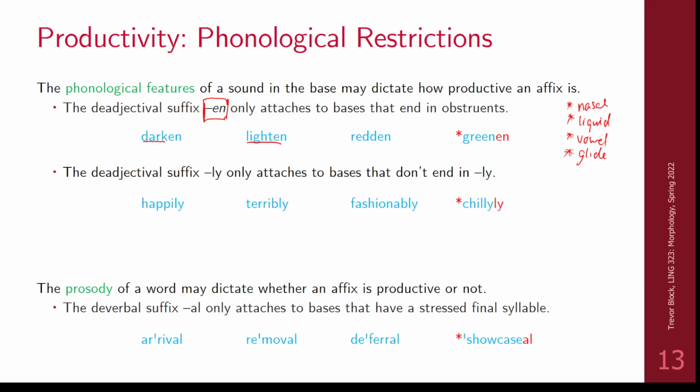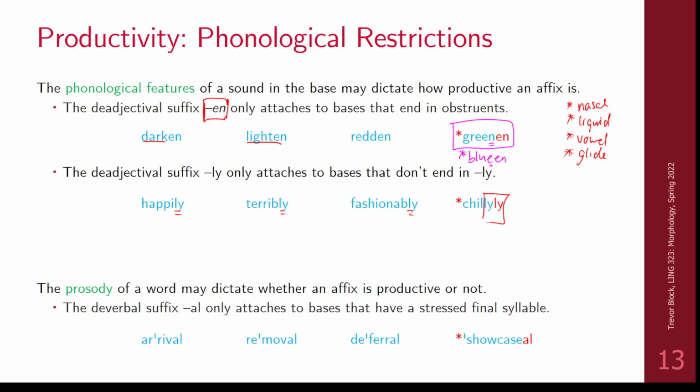So for instance, greenen: this ends in an N, a nasal, so you cannot do en, even though you can do to redden, or to blacken, or to darken, or to whiten, or to lighten. You cannot do to greenen because of the sound. Same with to blueen. You can't do to blueen because it ends in a vowel sound. So this is phonologically constrained. ly, taking an adjective and turning it into an adverb, like happily, terribly, fashionably. You can't add it to bases that already end in ly. So we can't say chillily. And that's the restriction on that.